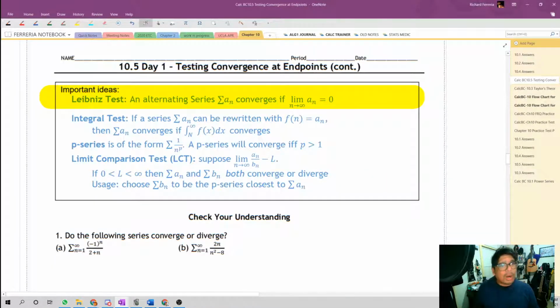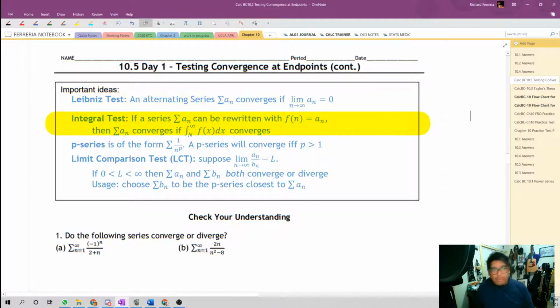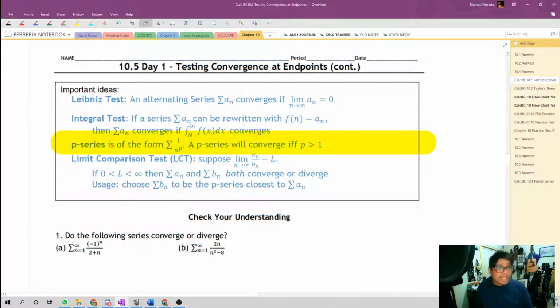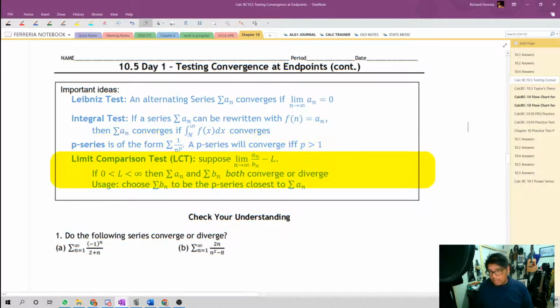So let's go over our important ideas. We've got the Leibniz test for alternating series. Don't confuse it with the nth term test. We've got the integral test, which some of you might like, especially if you enjoy integrals. We've got the p-series, which by itself has limited use. But when the p-series is combined with the limit comparison test, then we have a really powerful set of rules to find convergence or divergence.